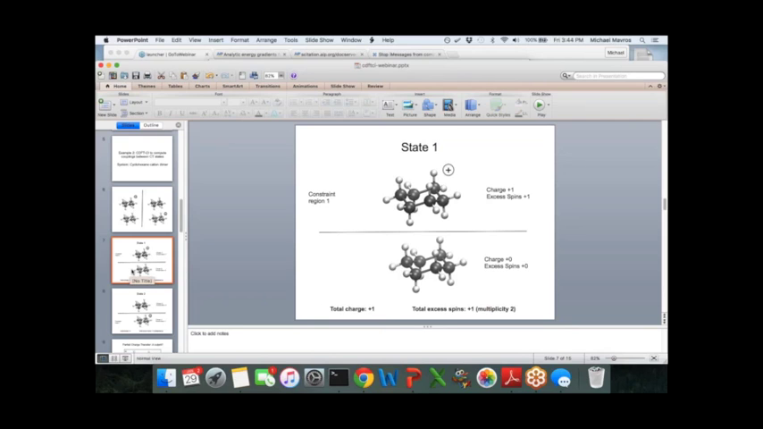So this is one of the states that we specify. The other state is the mirror of this, where the positive charge is on the other cyclohexane molecule. So the constraint region will be for this molecule. The excess charge and the excess spin will be there, and the other one will be neutral.